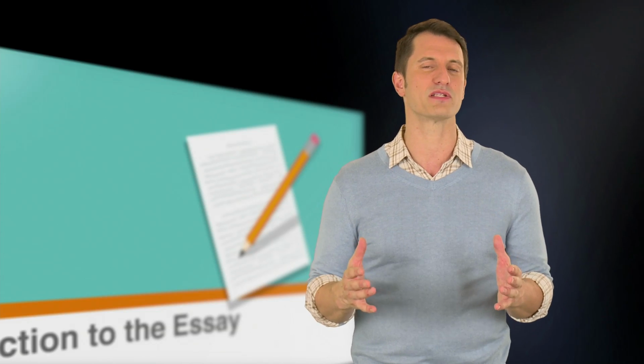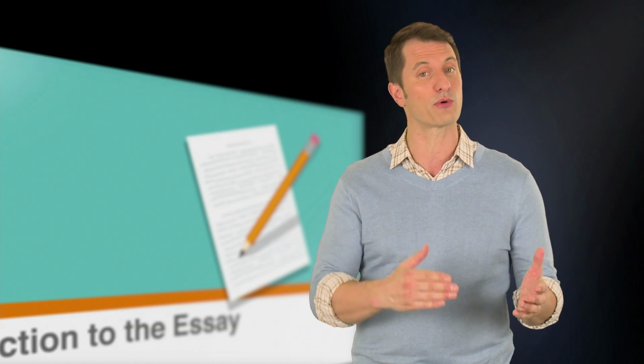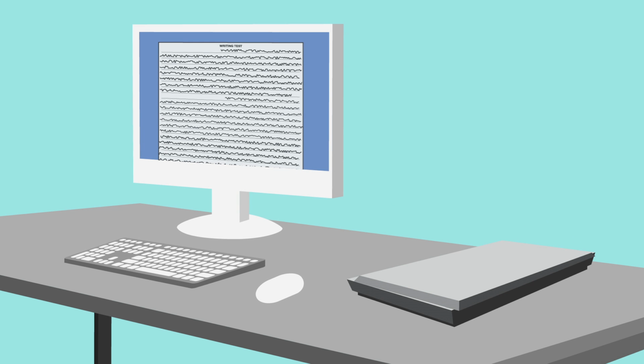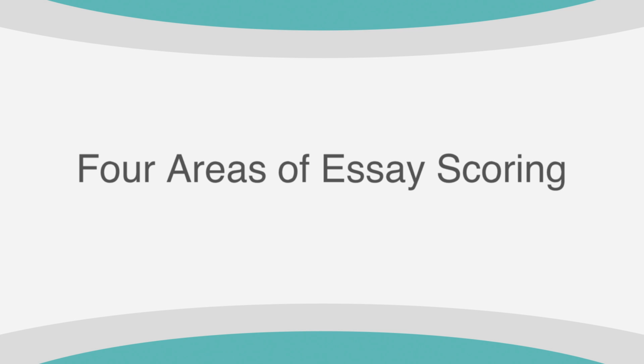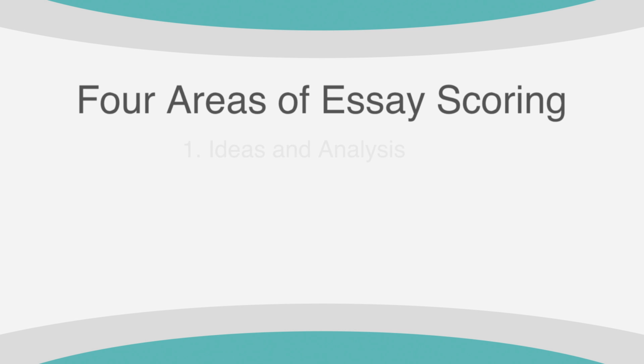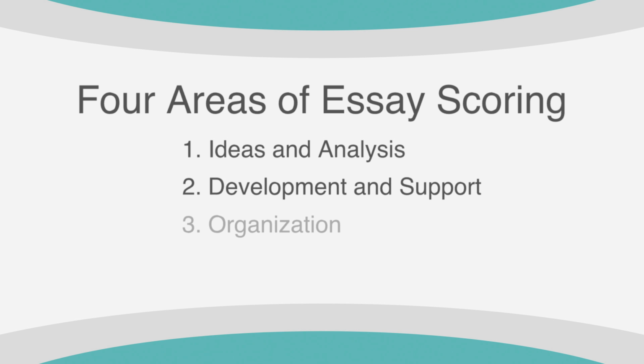Let's look at what happens to your essay once you turn it in and how it's scored. All essays are scanned into a computer and are read by 2 different readers who've been trained on how to score the essays. Each grader will score the essay between 1 and 6, 6 being the highest score you can get in the following 4 areas: ideas and analysis, development and support, organization, and language use.